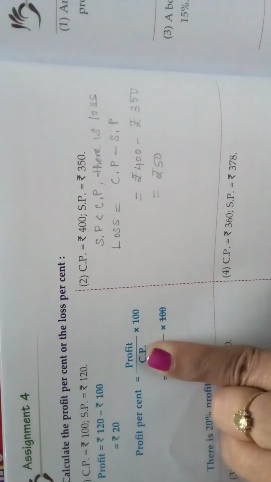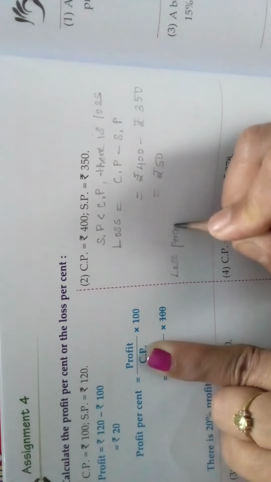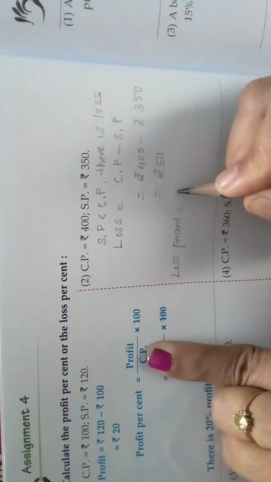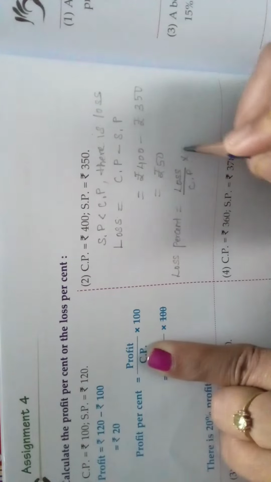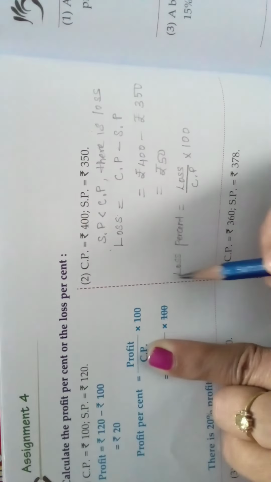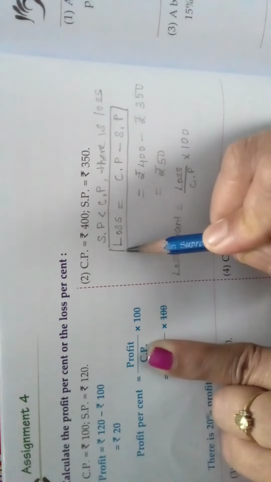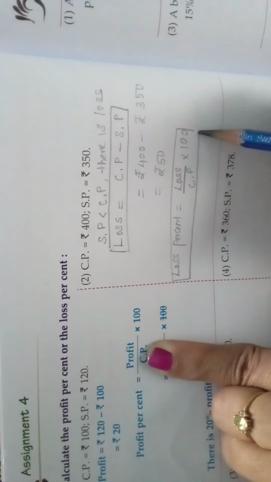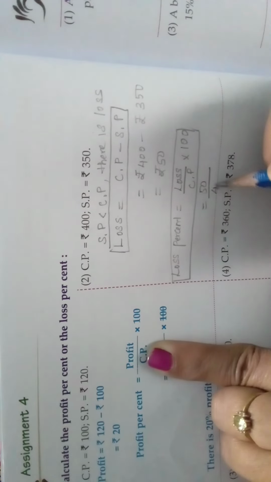So what is the percent? Loss percent. Loss percent is equal to what? Yes, loss by cost price into 100. That is the formula. This you should keep in mind, okay. This formula you should know. Without knowing the formulas, you can't do the sums, okay. These are also very important, okay. So now you apply that. What is the loss? 50 rupees. What is the cost price? 400 rupees.